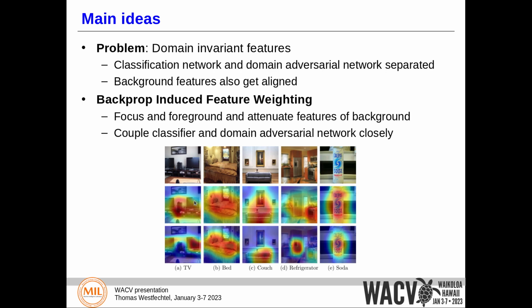And that's where our first contribution sets in, the Backprop Induced feature weighting. We backpropagate the gradients from the classifier and then reweight the features based on it. And we can show that with this, we focus much more on the foreground.